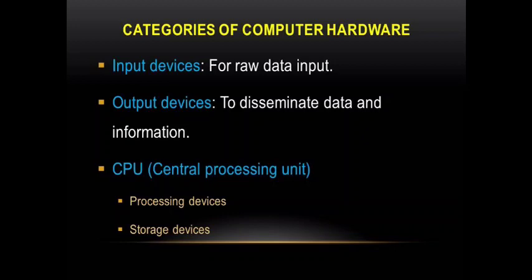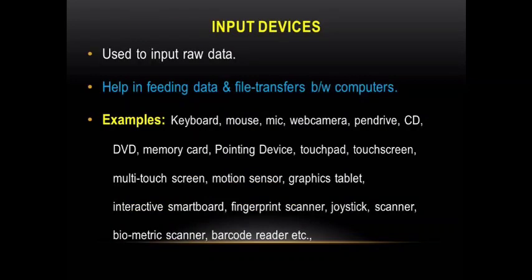Based on their function, the different parts of the CPU could be categorized into two. First one, processing devices, which are used to process raw data instructions into information, and the second one, storage devices, which are used for data and information retention. In this video, we are discussing in detail input devices.